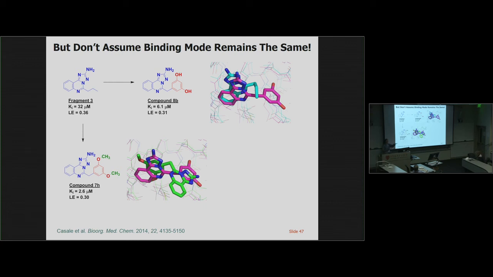So this, I think, illustrates the fact that even though fragments often maintain the same position and orientation, that's not universal, and you always have to be prepared for surprises. And again, crystallography can really help you there. They were ultimately able to take this down to a low nanomolar inhibitor nonetheless, but this would have been a lot harder to do had they not recognized this different binding mode.